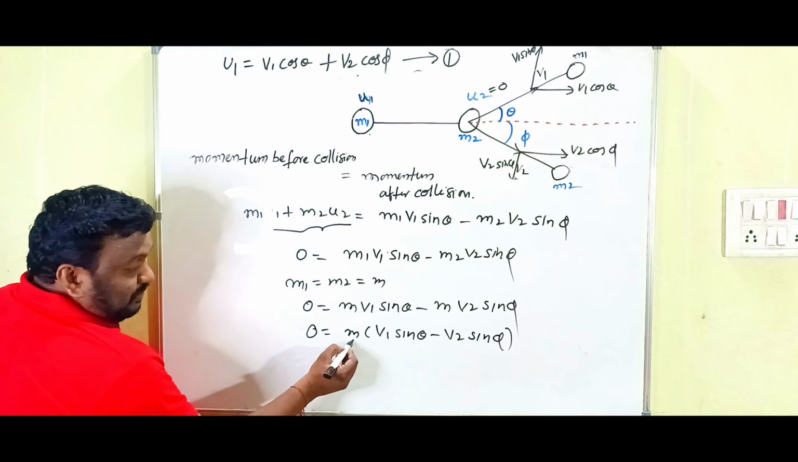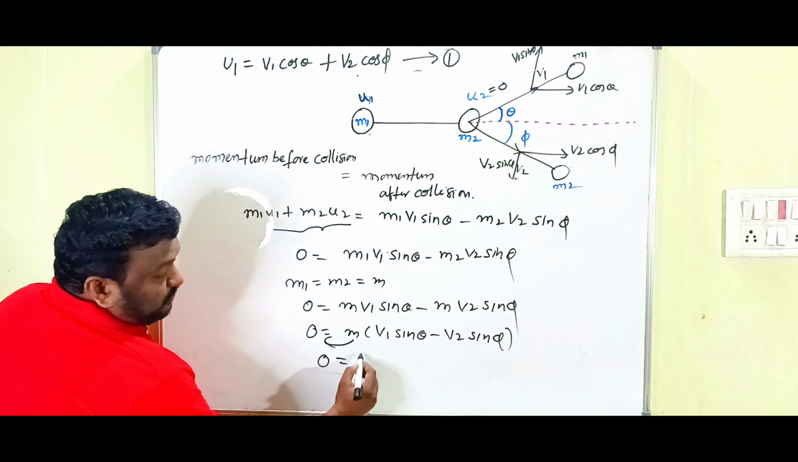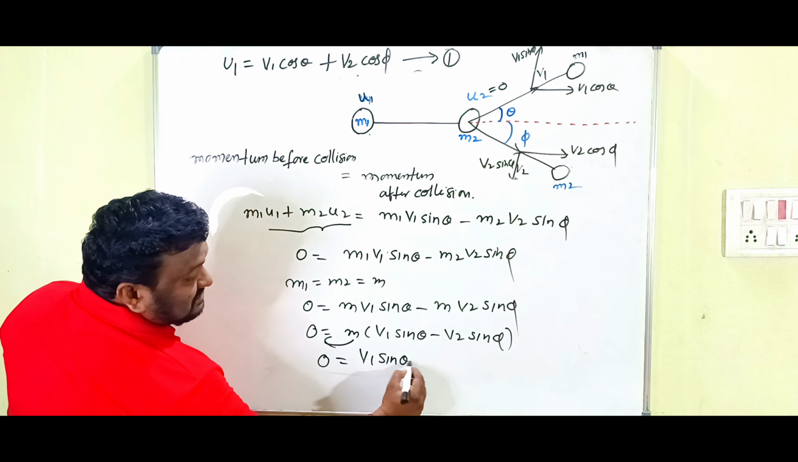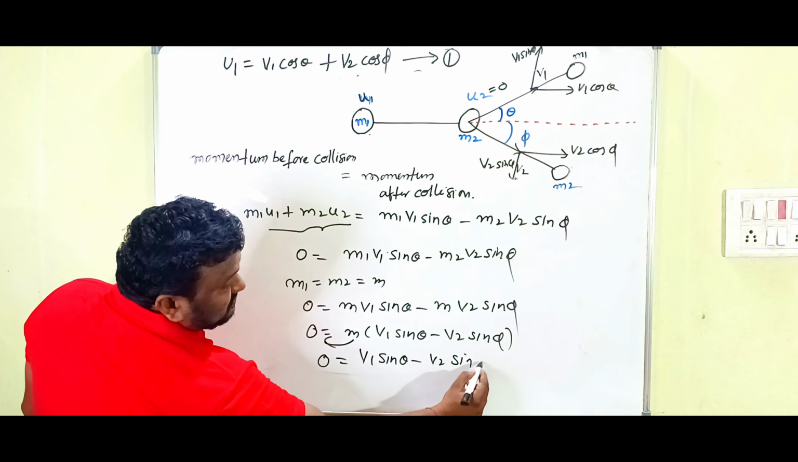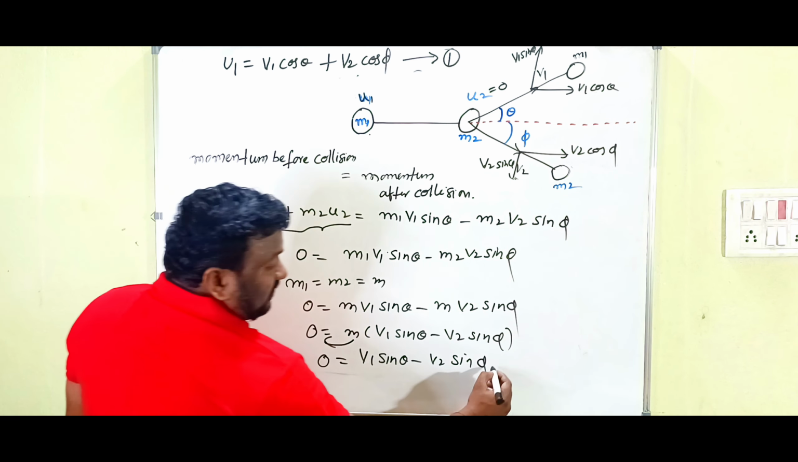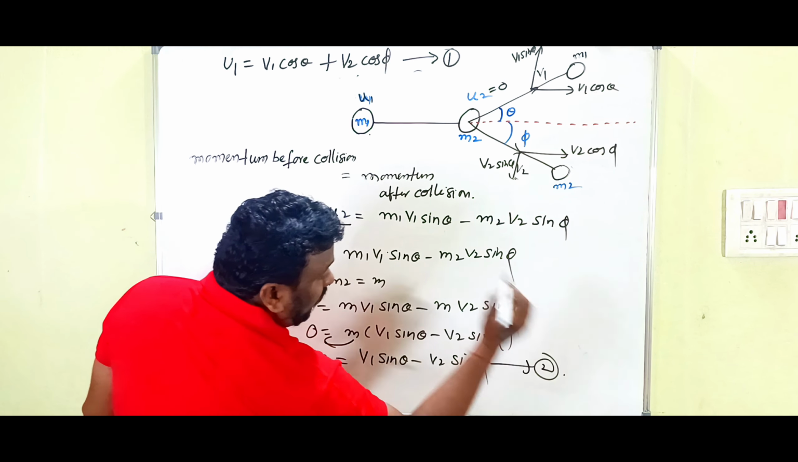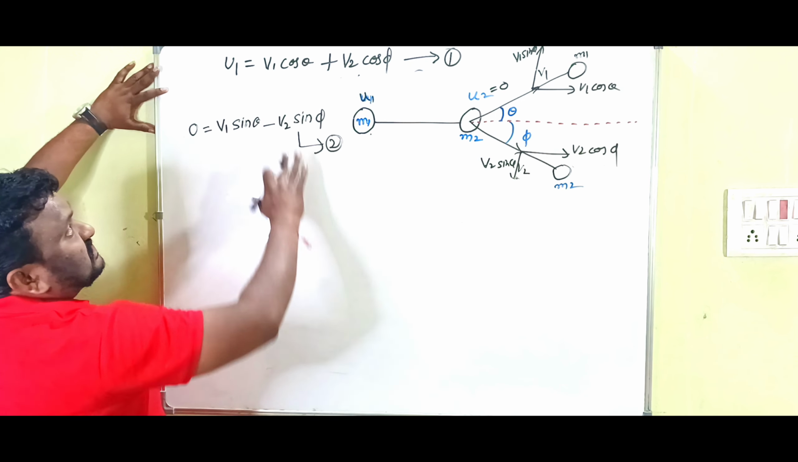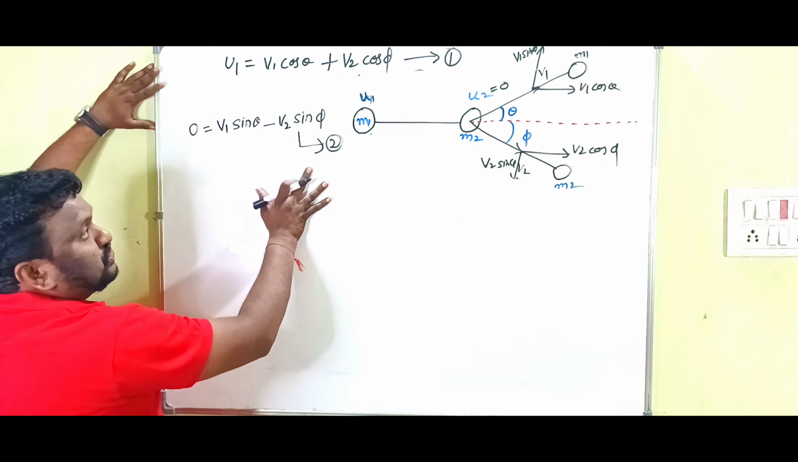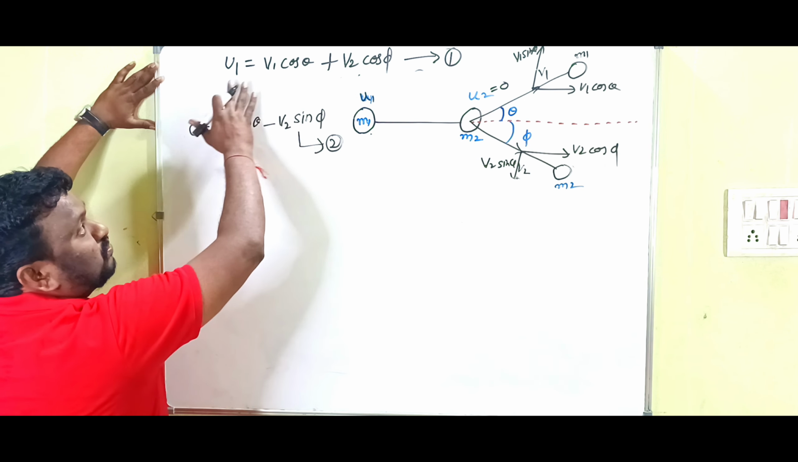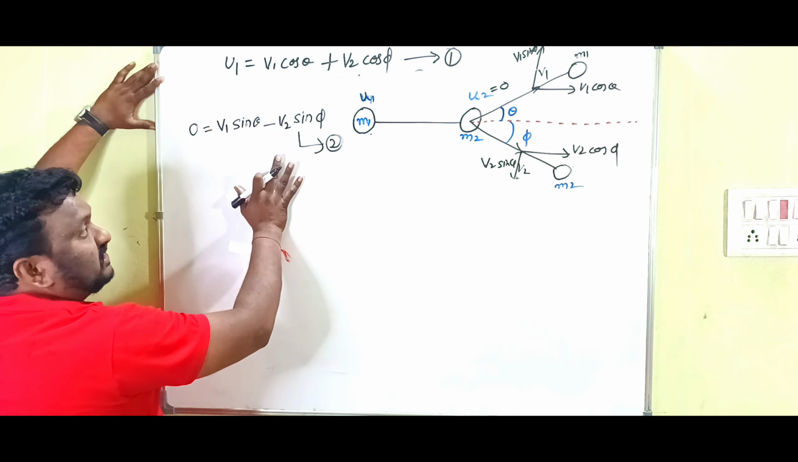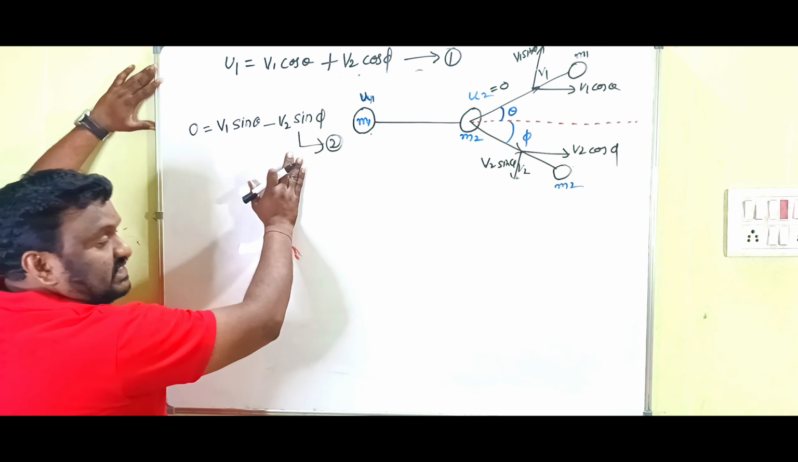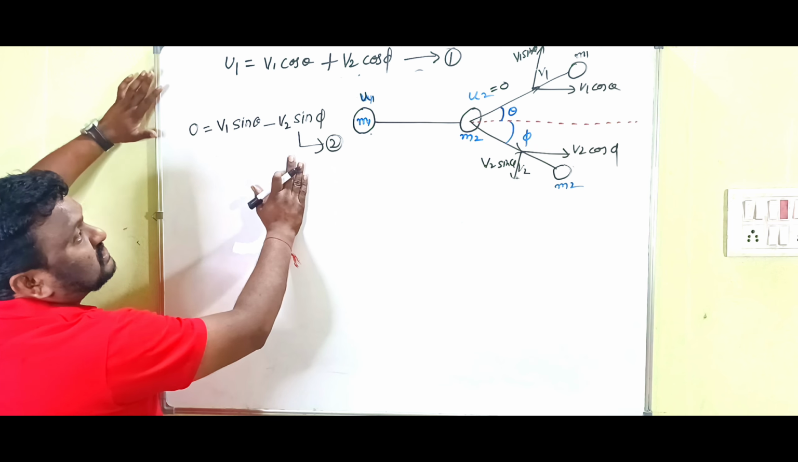If you bring this to this side, what do you get? 0 is equal to v1 sin theta minus v2 sin pi. This is equation number 2, children. You have to remember that. So children, this is equation number 1 and this is equation number 2. We have to square both sides of equation number 1, and again square both sides of equation number 2. Also we have to do the same thing.